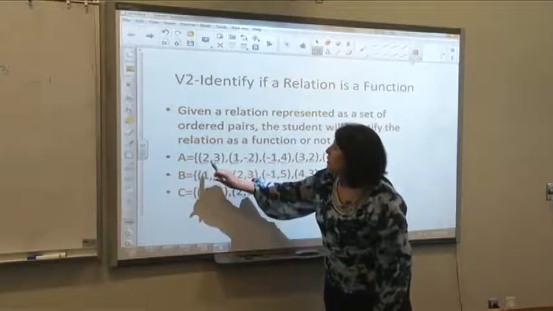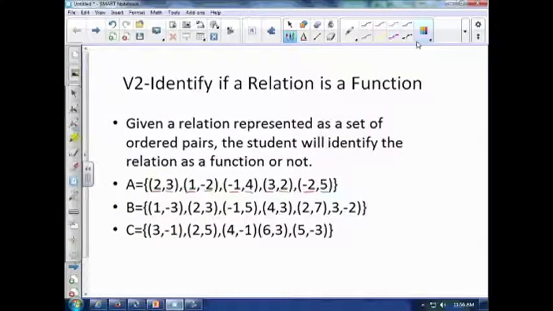So look at the first one. 2 is mapped with 3, 1 is mapped with -2, -1 is mapped with 4, 3 is mapped with 2, -2 is mapped with 5. I don't see any first element repeated, because if a first element is repeated, that means we have mapped it with two different outputs, two different y-coordinates, and that makes it not a function. So this looks like it's a function because we're mapping every element of x with exactly one y.